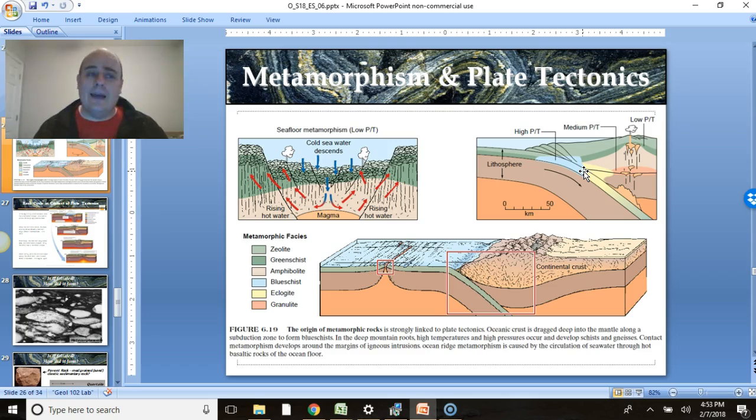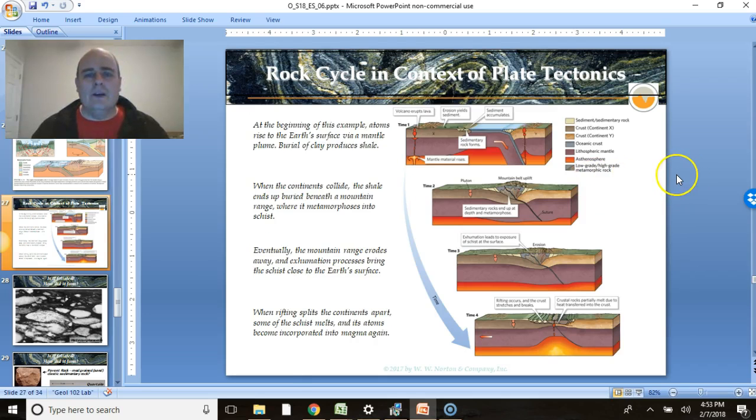But mostly, old metamorphic rocks are in the cores of these old mountains, right? So here's an example of how the rock cycle actually changes in the context of plate tectonics. Okay, I'm just going to go through this. At the beginning of this example, magma rises to the surface via the mantle plume and forms a volcano on the surface. That volcanic rock erodes into sediment. That sediment accumulates on the coast and maybe some beaches.